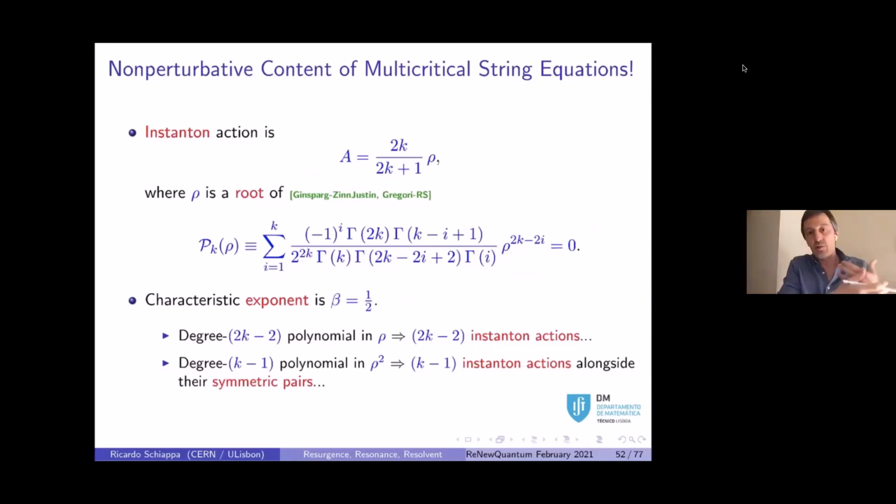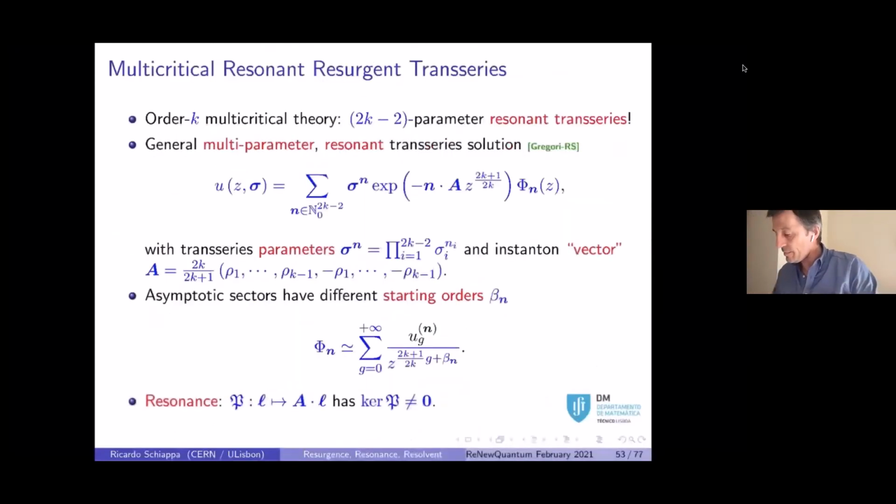So in fact, I should have 2k minus 2 instanton actions associated to 2k minus 2 transeries parameters, parameterizing boundary conditions or initial data, whatever you want to call it, for that differential equation. But it's a polynomial in rho squared, to be more precise. So the k minus 1 instanton actions appear alongside their symmetric pairs. So all these problems are in fact resonant. Let me show you what the generic problem should be.